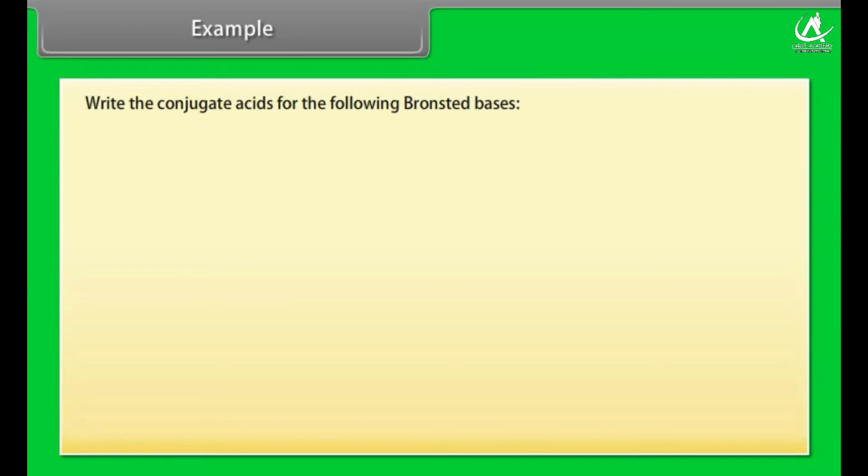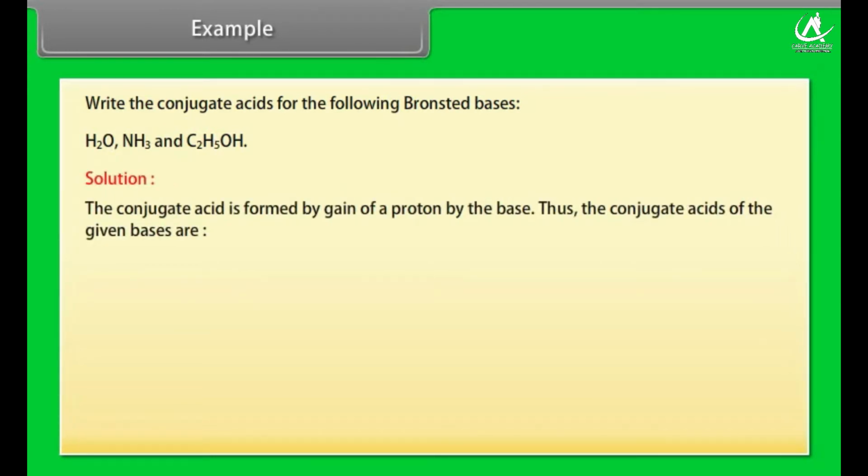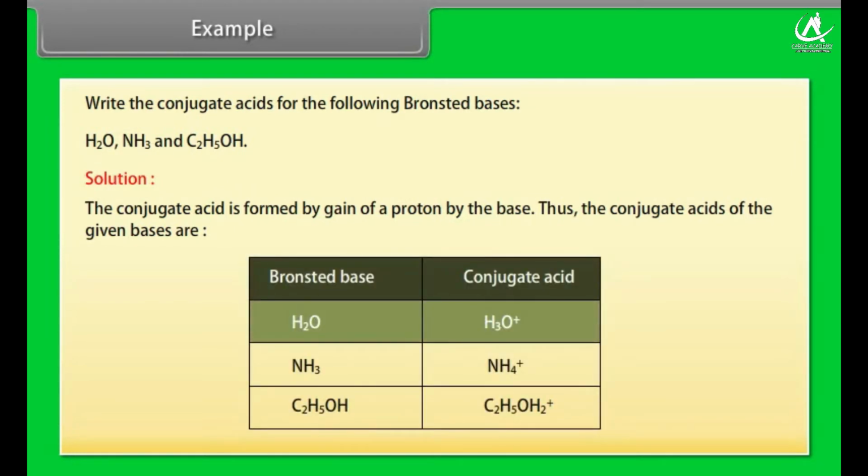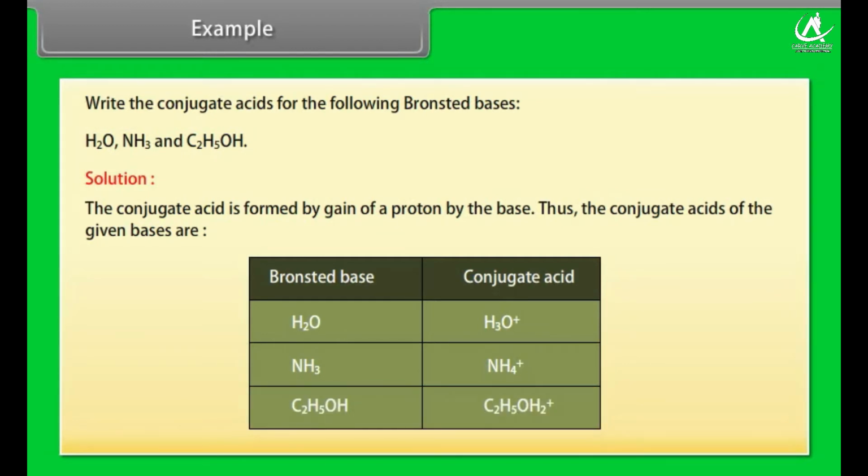Example: write the conjugate acids for the following Bronsted bases: H2O, NH3, and C2H5OH. Solution: the conjugate acid is formed by gain of a proton by the base. Thus, the conjugate acids of the given bases are: for H2O, conjugate acid is H3O+. For NH3, conjugate acid is NH4+. For C2H5OH, conjugate acid is C2H5OH2+.